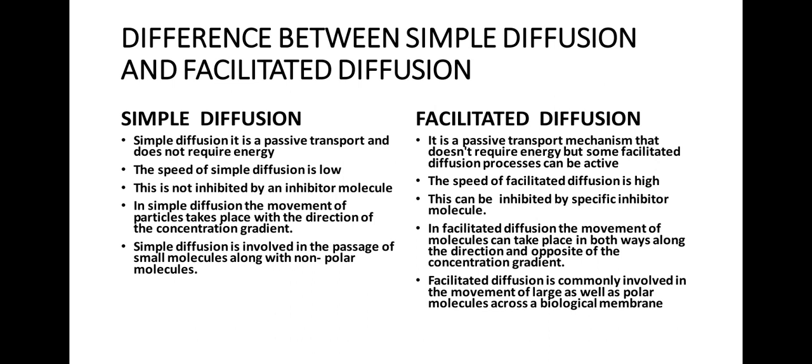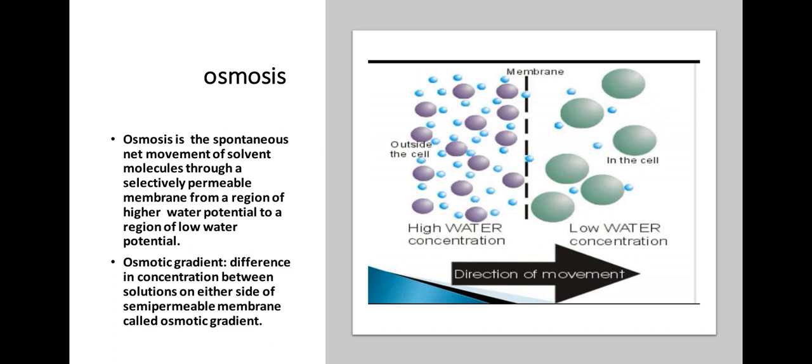Now we are going to learn about the next process, that is nothing else but osmosis. Osmosis is the spontaneous net movement of solvent molecules across a selectively permeable membrane from a region of higher water potential to a region of lower water potential. Next, osmotic gradient. The difference in concentration between solutions on either side of a semi-permeable membrane is called the osmotic gradient. So membrane is there, outside of the cell, inside of the cell, high water concentration, low water concentration, direction of movement.